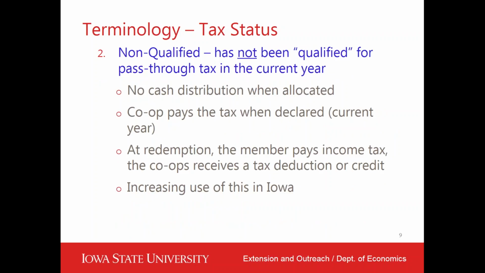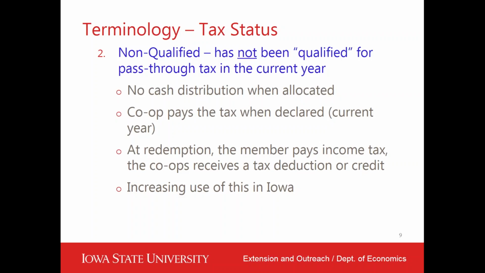And the big difference here, there are two. One, when you issue a non-qualified allocation, you're not required to issue 20% as cash. And then in this case, in a non-qualified case, in other words, it doesn't qualify for pass-through taxation in the current year, the co-op is going to pay the tax on that when it's declared.